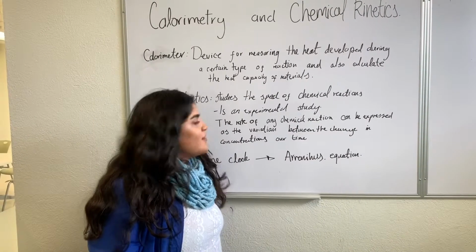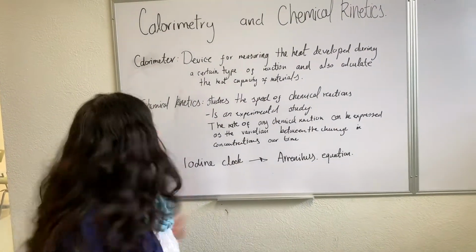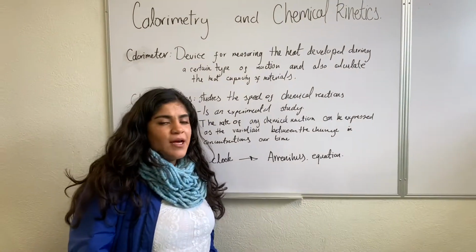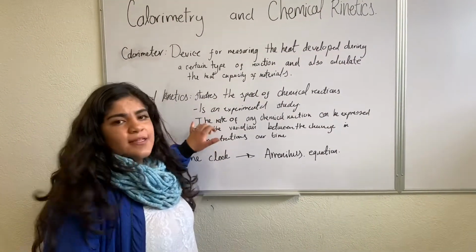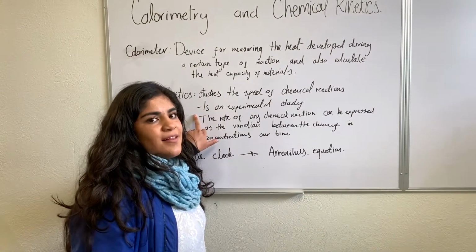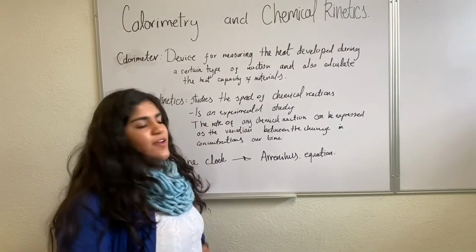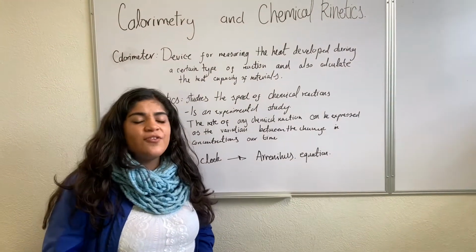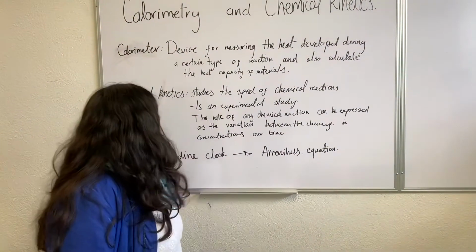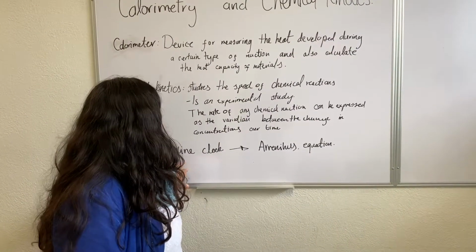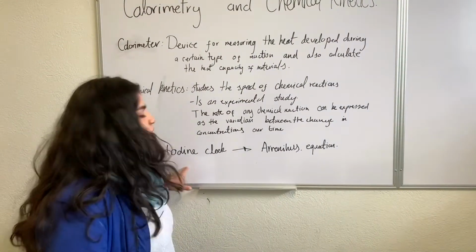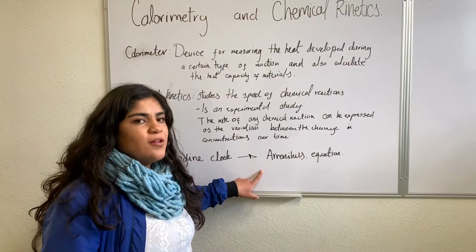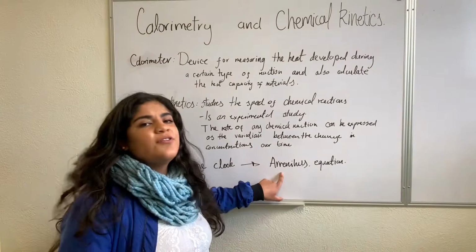In the experiment, we applied knowledge in chemical kinetics, which studies the speed of chemical reactions, and for this it is an experimental study. The rate of any chemical reaction can be expressed as the variation of concentration over time. And we made an iodine clock and we made the calculations with the Arrhenius equation.